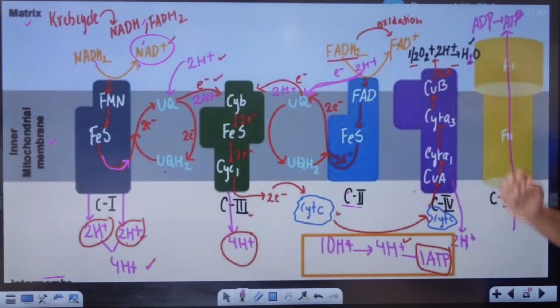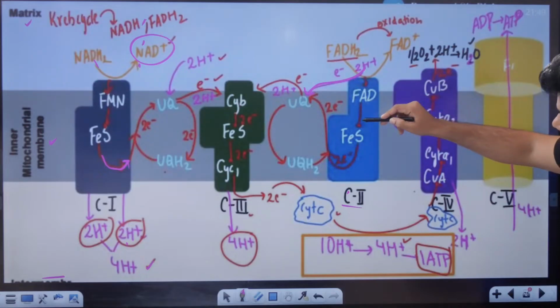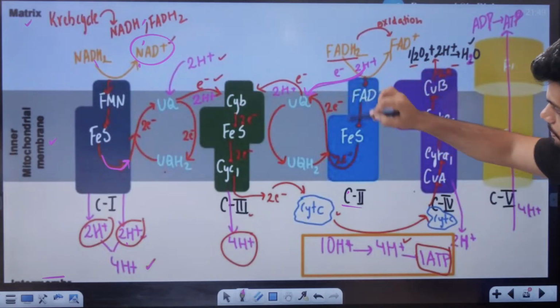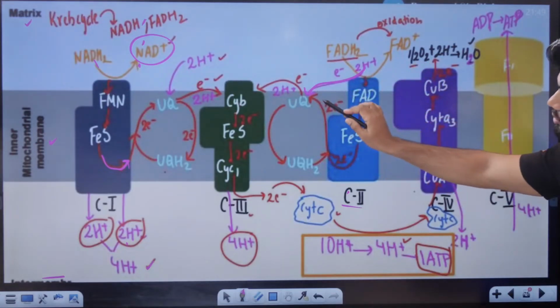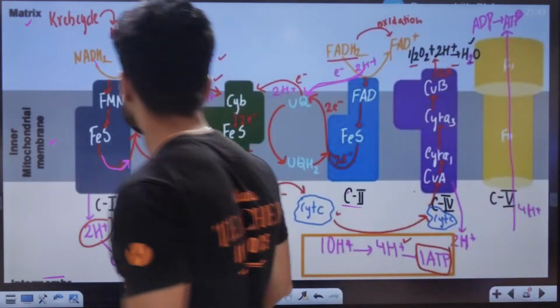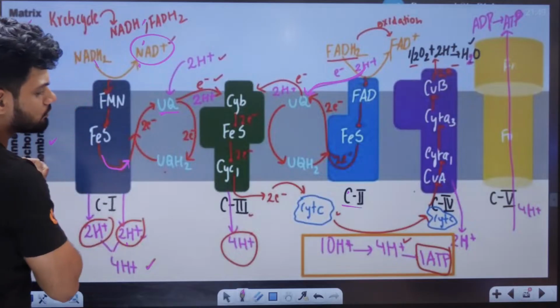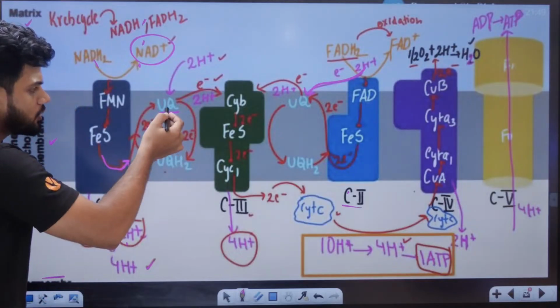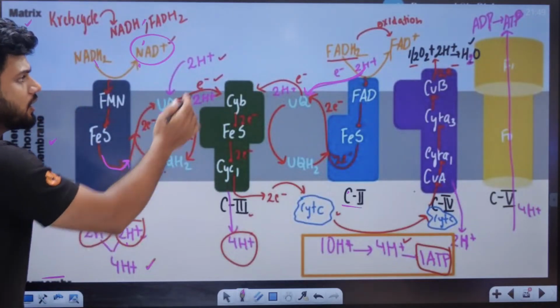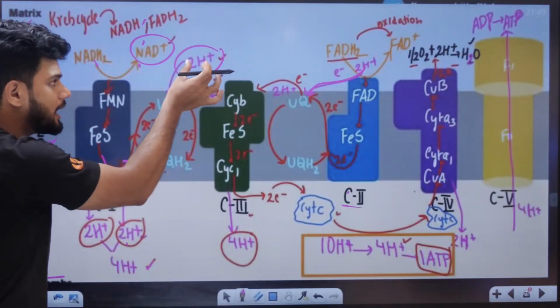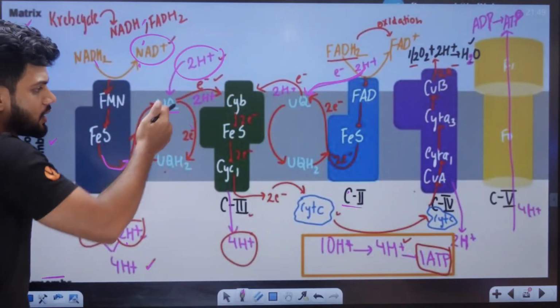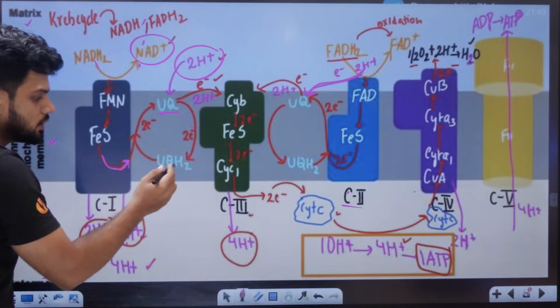Okay. Now understand. Protons are sent directly here. Electrons are sent again to here. Now what happens here? Understand all of you. Electrons are taken up by a mobile carrier called UQ, ubiquinone. Once it takes the electrons and also takes the protons, it is getting completely reduced to UQH2.